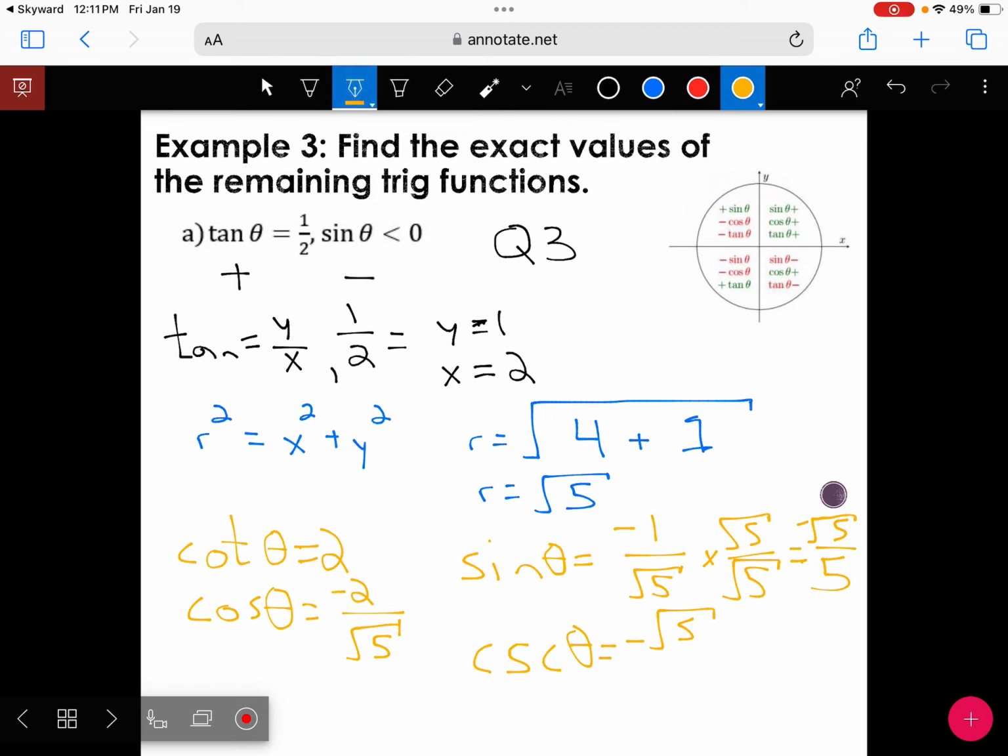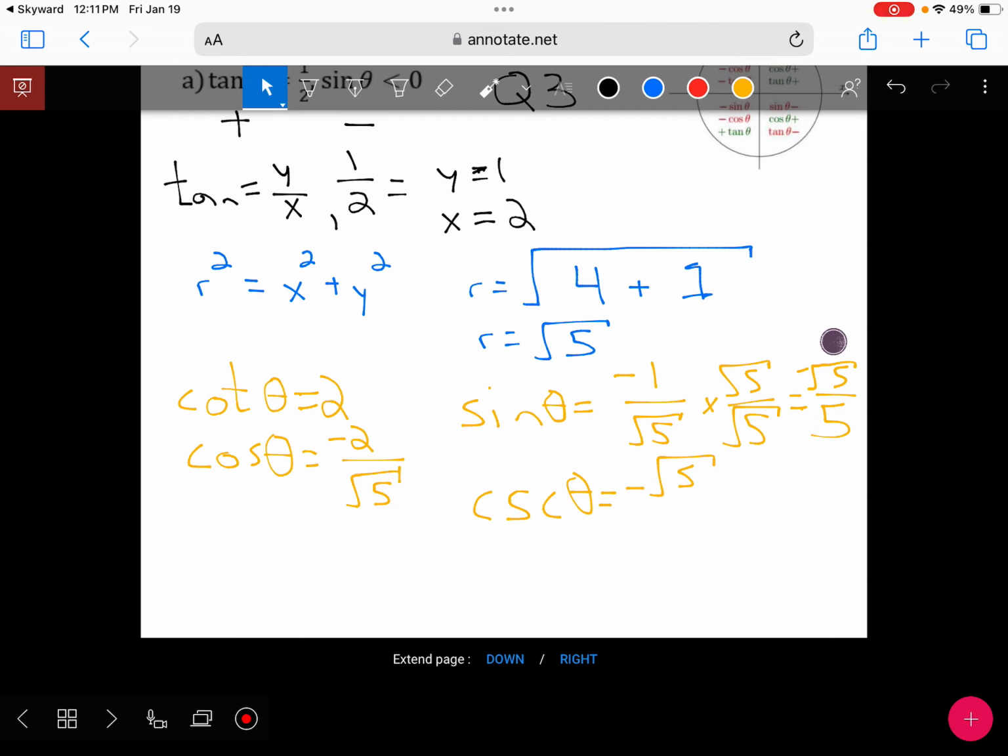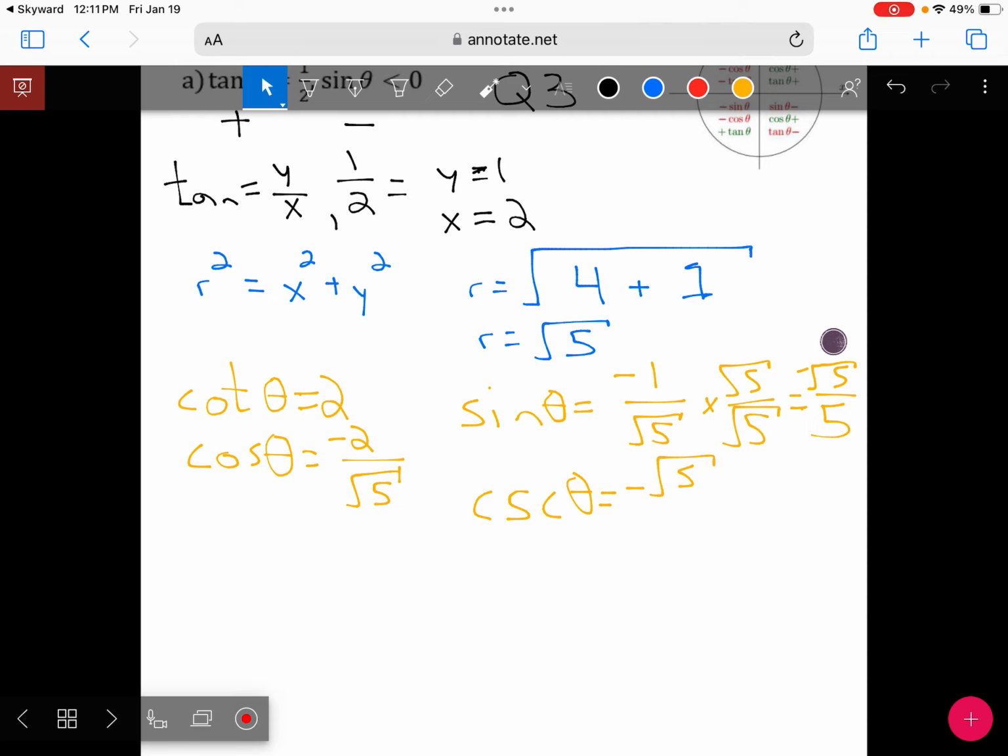So then cosine's going to be negative 2 over root 5, and then when we rationalize it, we're going to multiply the top and bottom by what? Root 5, yep. So that's going to leave us with negative 2 root 5 all over 5 for our cosine of theta. Does that make sense?